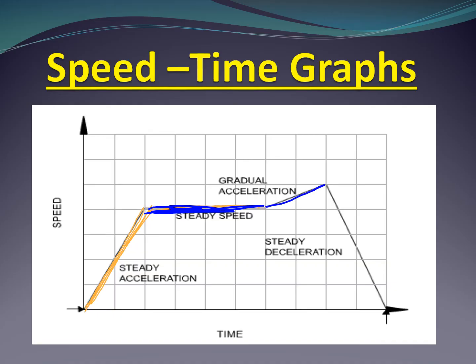Gradual acceleration again. Let me use a different color. We're gradually accelerating. Now a line that goes back like this does not mean that I'm going back to the beginning. It means that I'm just decelerating. I'm decreasing speed.